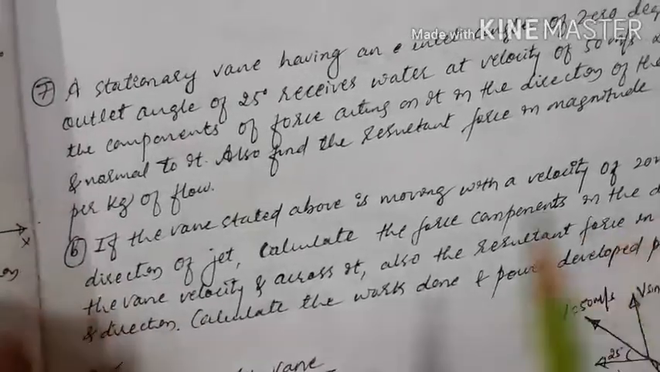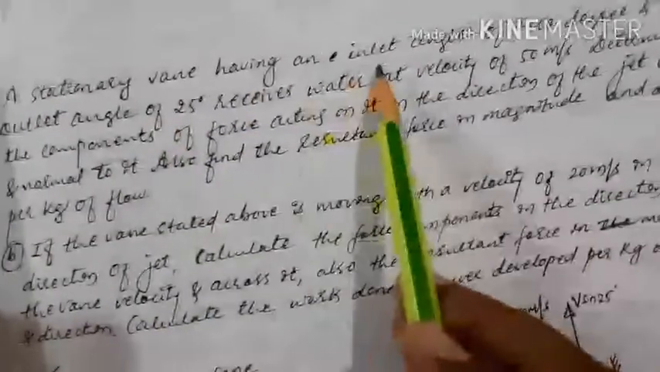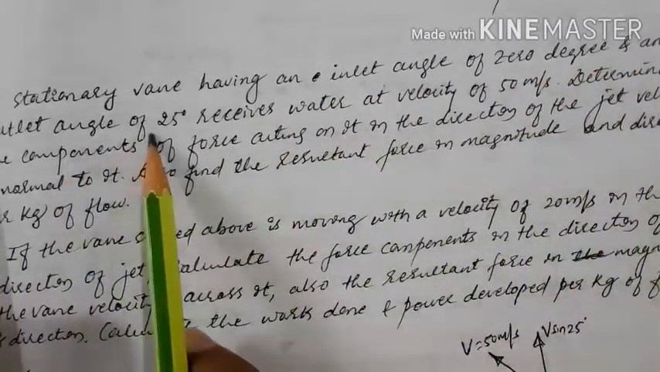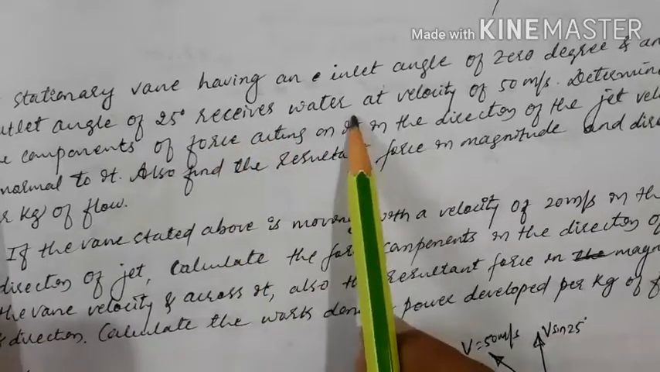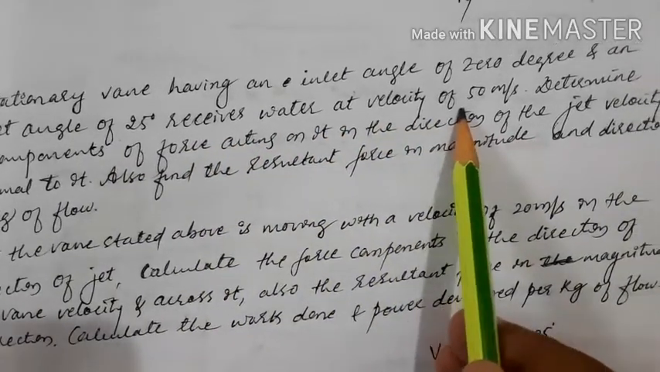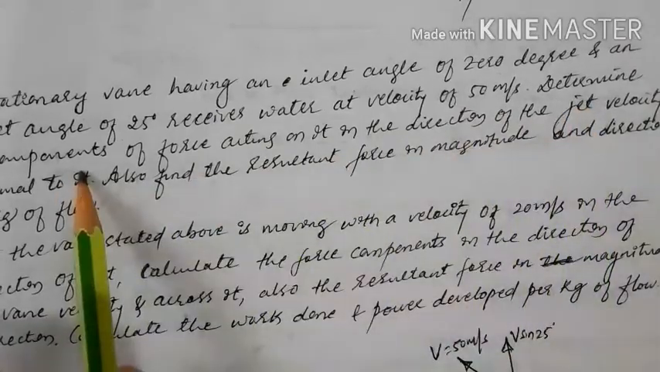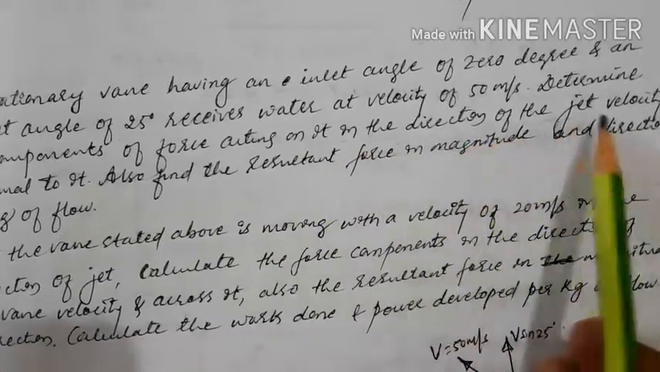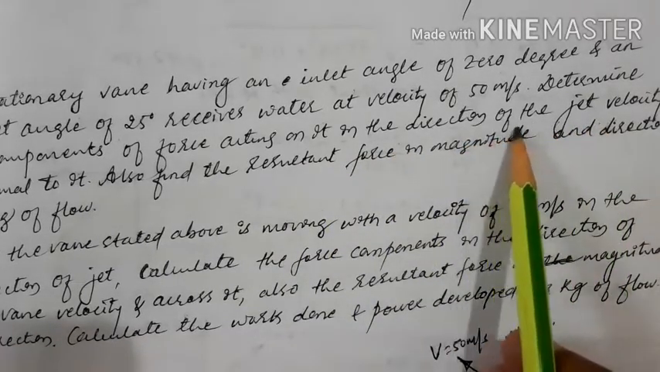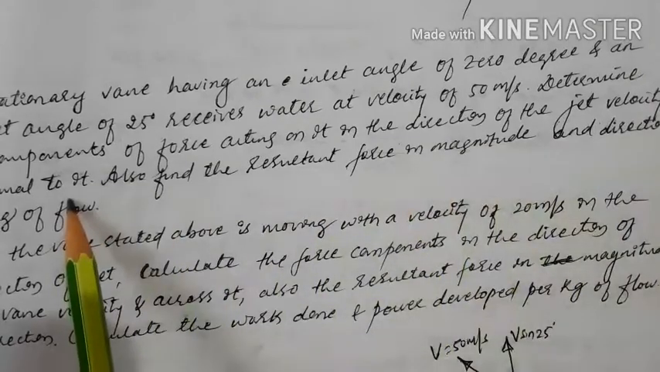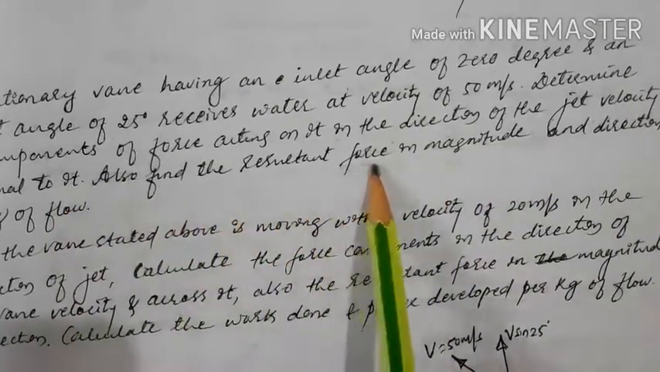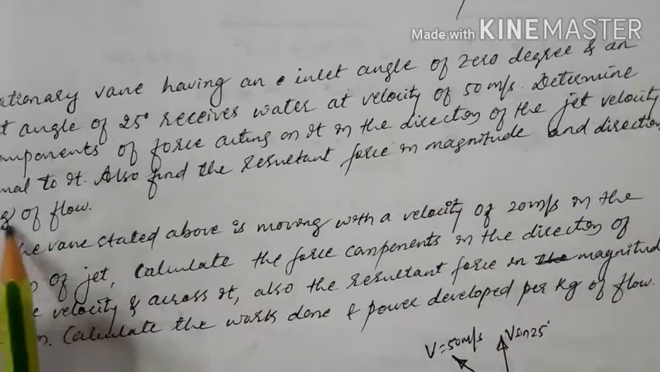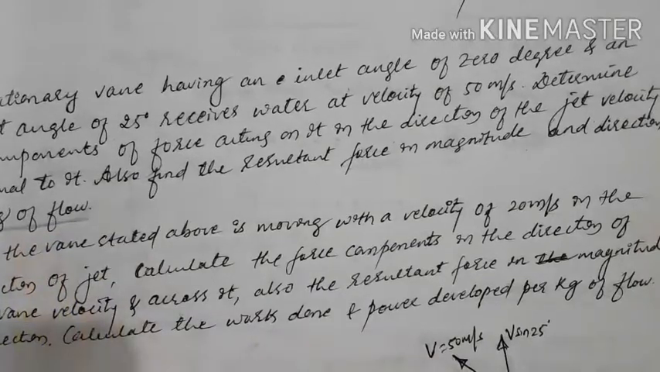Next, a stationary vane having an inlet angle of 0 degree and an outlet angle of 25 degree receives water at a velocity of 50 meter per second. Determine the components of the force acting on it in the direction of the jet and normal to it. Also find the resultant force in magnitude and direction per kg of flow. This is very, very important, per kg of flow.